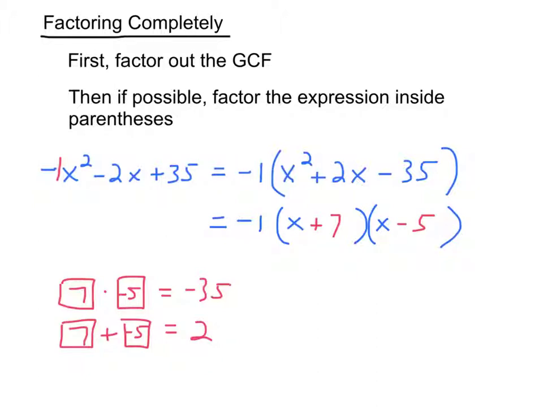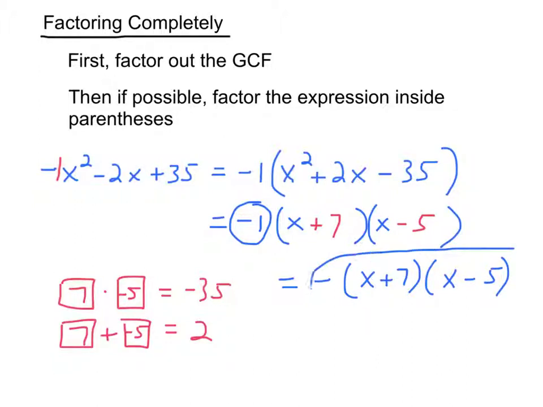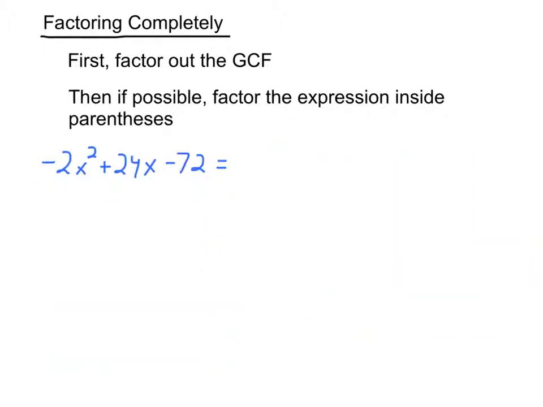And in your final answer, instead of writing a negative 1 right here, you can just write a negative sign because the 1 is implied. So you'd probably see it with just a negative sign, and then the x plus 7, and then the x minus 5. It's not wrong to write the negative 1 in there, but it's also not necessary because it's implied with just a negative sign. Okay, I'd just like to do one last example of a similar situation.